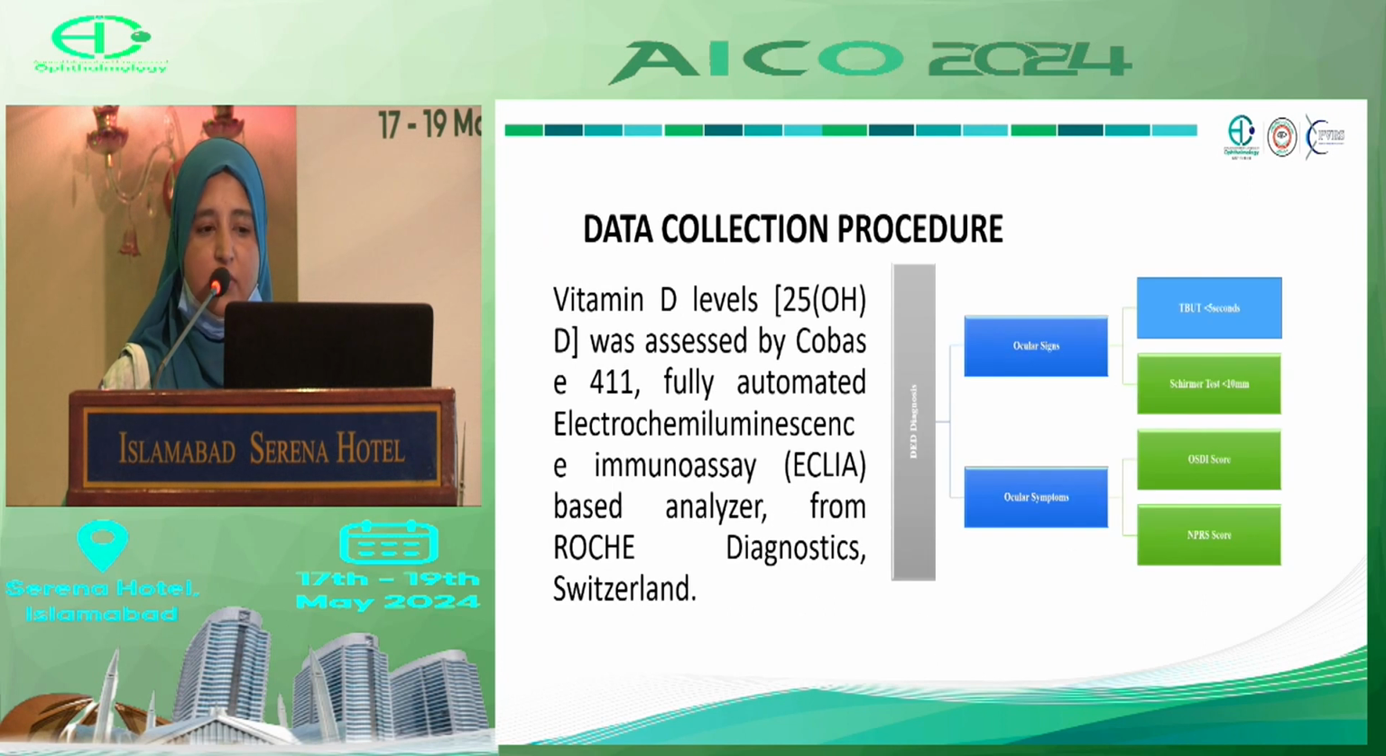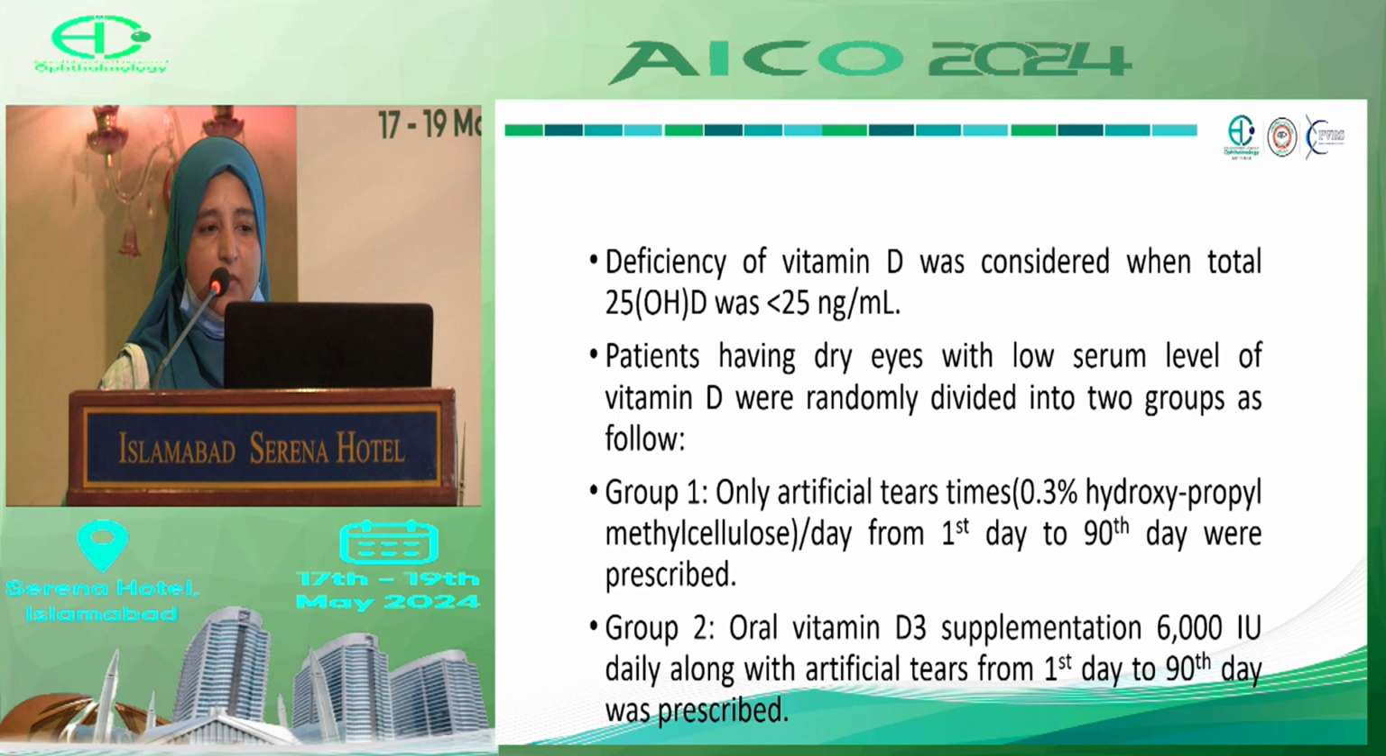Here's the data collection procedure. Vitamin D level was assessed by Cobas e411, Diagnostics Switzerland. Ocular signs and symptoms were measured. Ocular signs were measured in the form of tear breakup time in seconds and Schirmer test, while ocular symptoms were graded using the OSDI score and numerical pain rating scale.